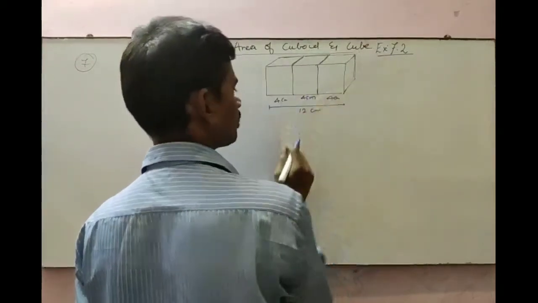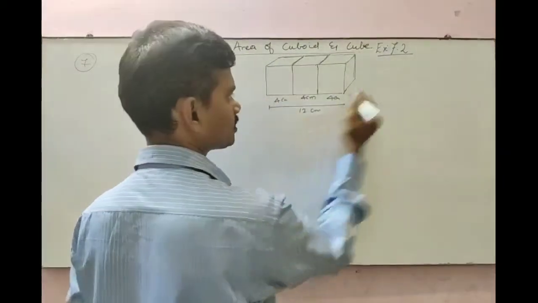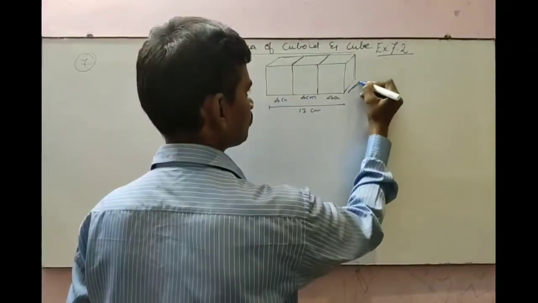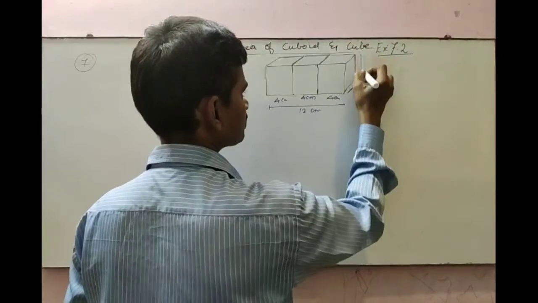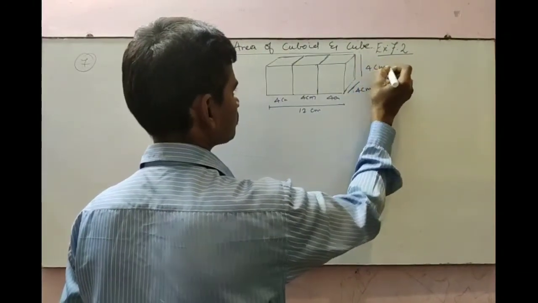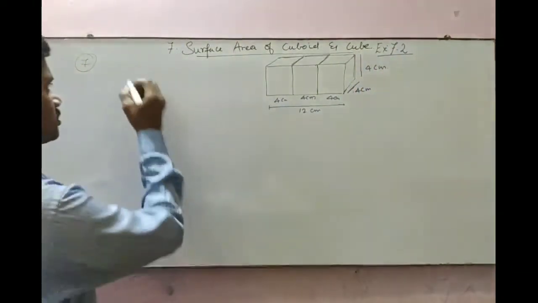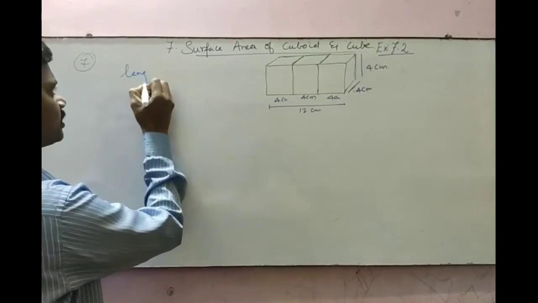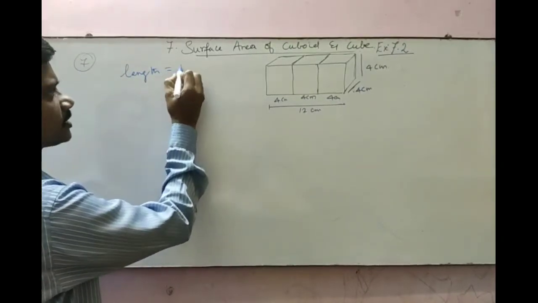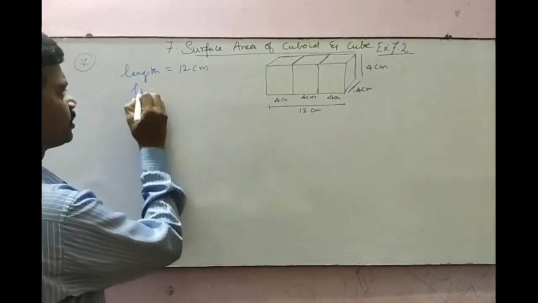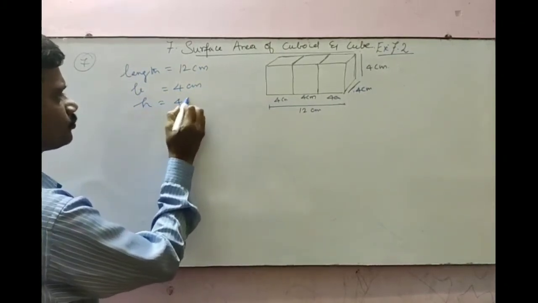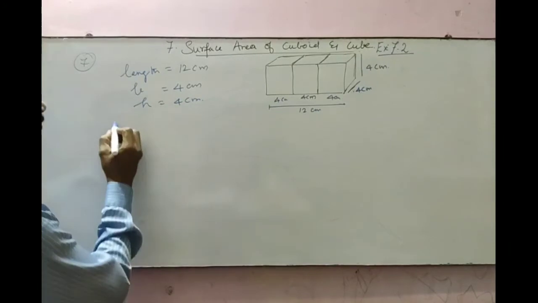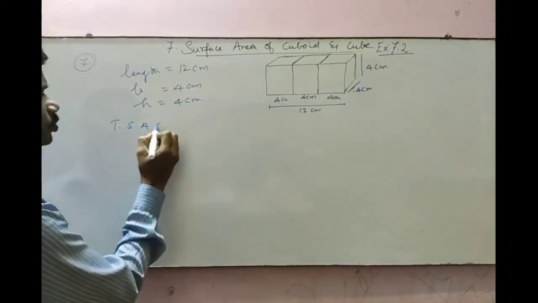Now it has become a cuboid. Its length is 12 centimeter. So this is the breadth, that is 4 centimeter, and this is the height, that is also 4 centimeter. So from this we have the dimensions: length 12 centimeter, breadth 4 centimeter, and height also 4 centimeter. Now we have to find the TSA and LSA of cuboid.